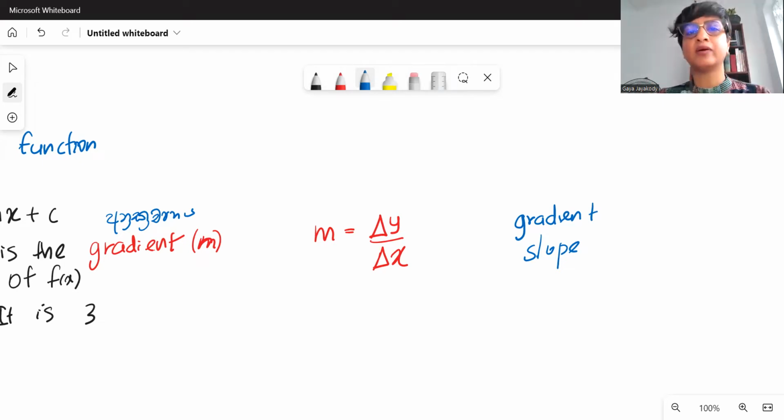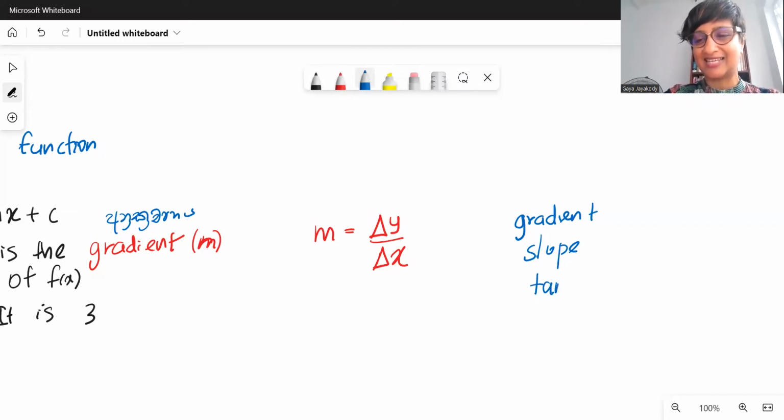Slope. Give me another word, another term for gradient, and this is what is most useful in physics. Coefficient of x. Tan theta. Okay, so I will write that.